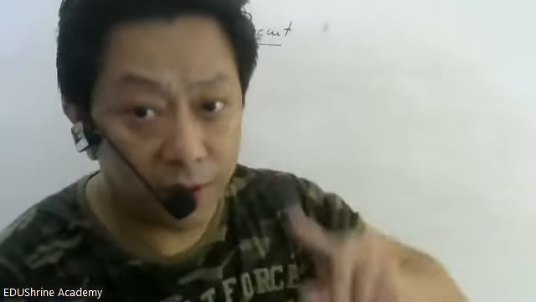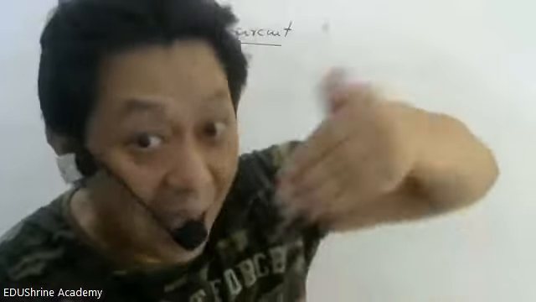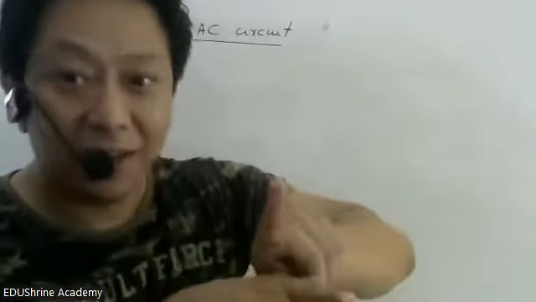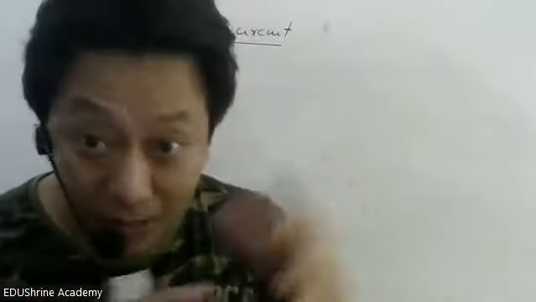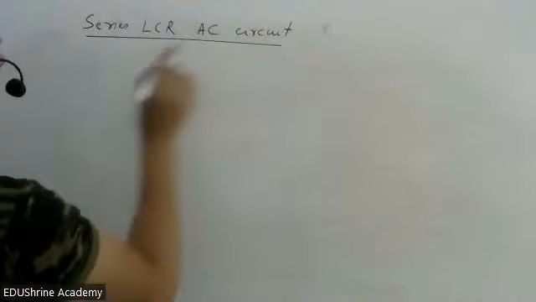0. In capacitor, current was leading by 90 degree. In inductor, current was lagging by 90 degree. Now what will happen? Will it be still 90 degree? Will it be maybe 40 degree, 30 degree, 60 degree? So all that we have to derive by formula. Okay, so let's start. So series LCR AC circuit.